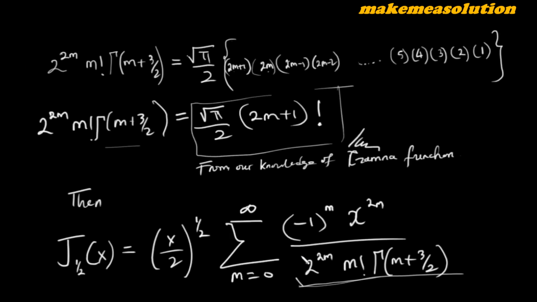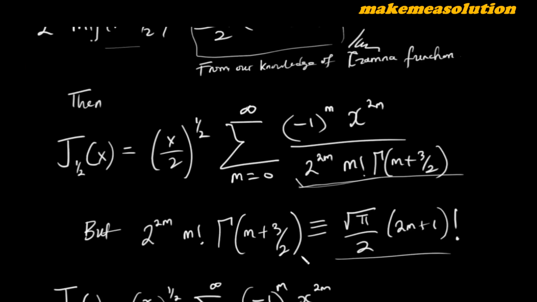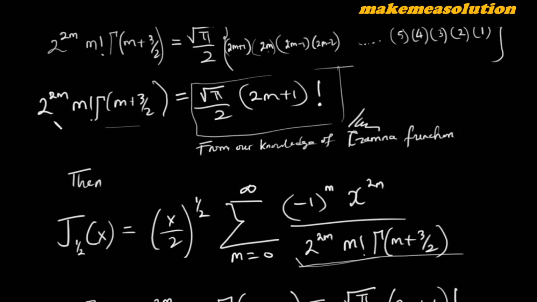So the most important thing is what? Making that statement that the denominator of our Bessel function translates to root pi all over 2 then times (2m+1) factorial.